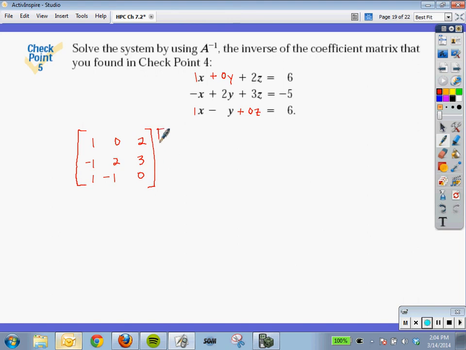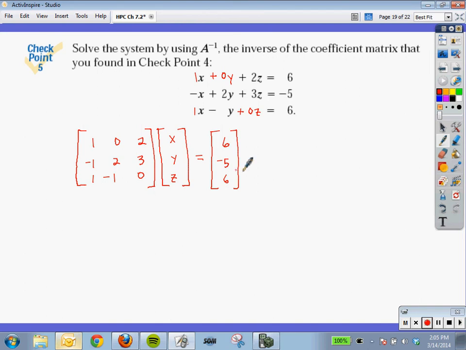And if we were to multiply the coefficient matrix times the variable matrix, we would end up with the left-hand side of the equations. And that would be equal to those constants there. So we have 6, minus 5, and 6. So we good on how we set that up so far? That's really probably the most difficult part of this right now.